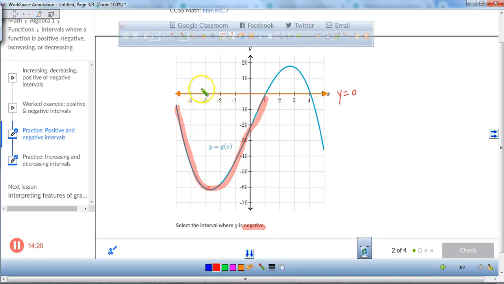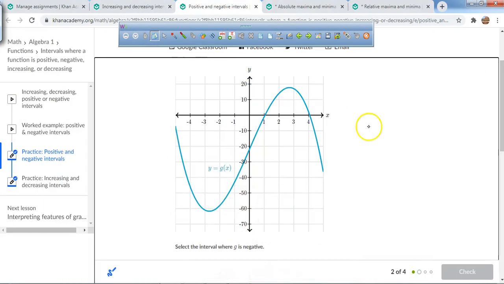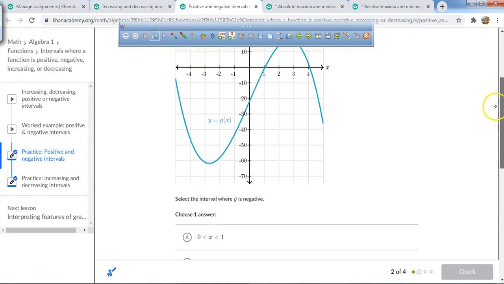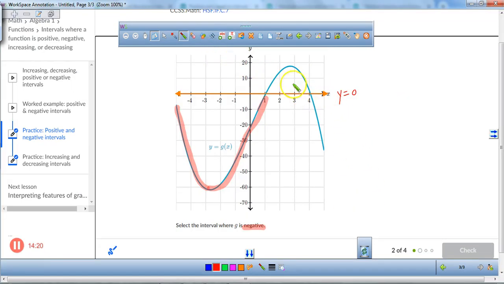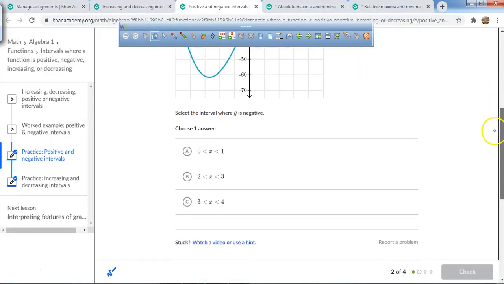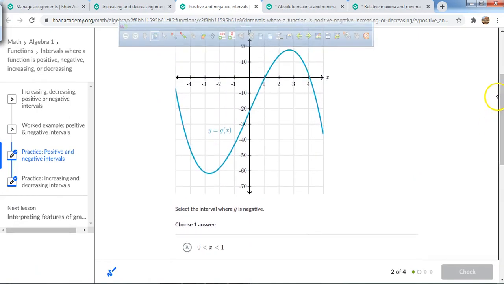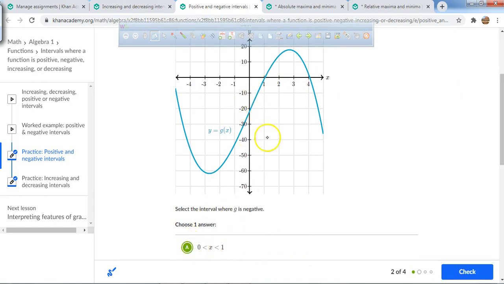So basically, I'm going to look for any answer between -5 and 1. Anywhere between -5 and 1. Oh, and also 4 and beyond. My apologies, I'll go back. Here's another area right here, so anything beyond 4. Where x is between 3 and 4, no, that's positive. 0 and 1, that's negative. Choose one answer. That's definitely a section where it's negative.